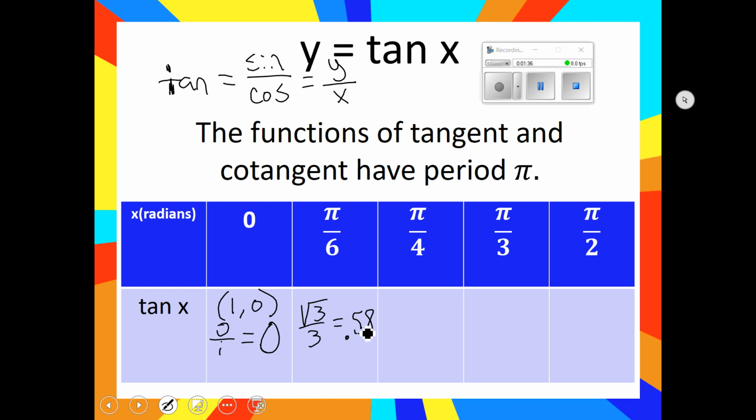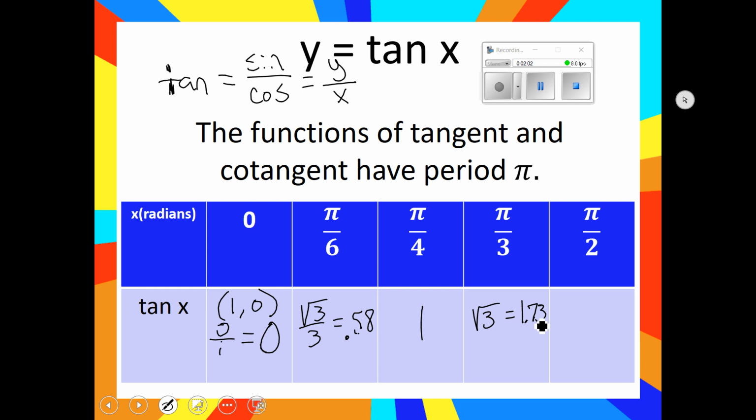Okay. How about pi over 4? What's the tangent? 1? Everybody agree with 1? Okay. How about pi over 3? What's the tangent? Square root of 3. And we would estimate that to be around what? 1.73. Okay.